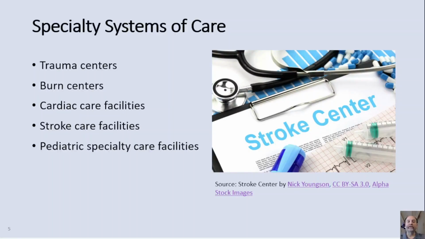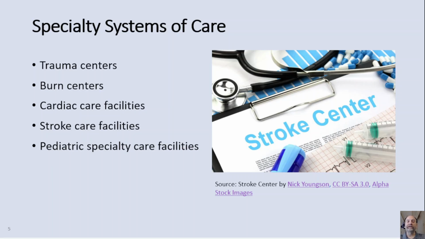Similarly, stroke care facilities offer specialized expertise in the rapid diagnosis and treatments of strokes using cutting-edge imaging techniques and interventions. These centers prioritize swift action to minimize brain damage and facilitate optimal recovery outcomes.